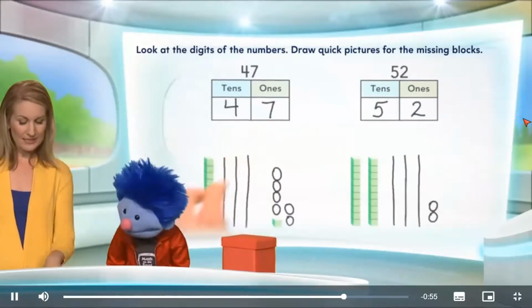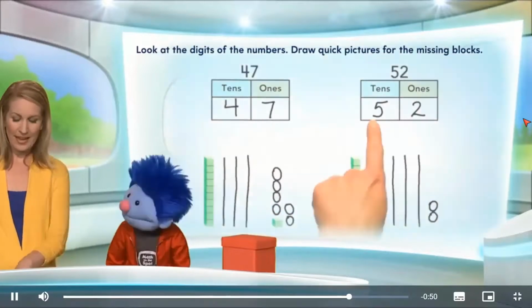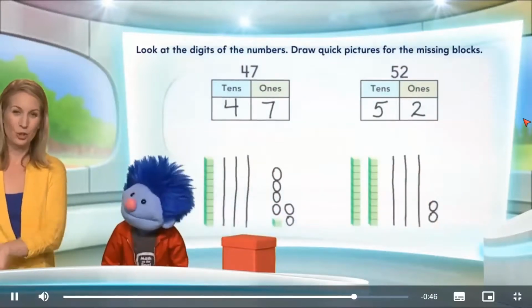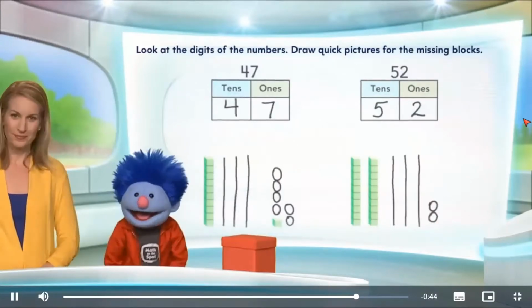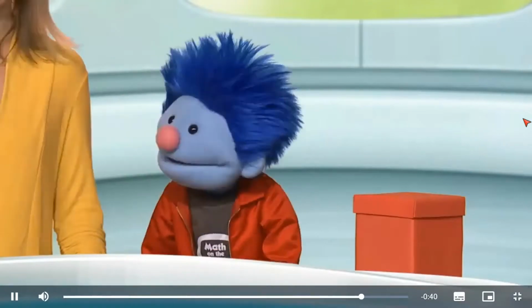So, 47 is 4 tens and 7 ones. And 52 is 5 tens and 2 ones. Well done. Thank you. Well, you're so good. Thank you.